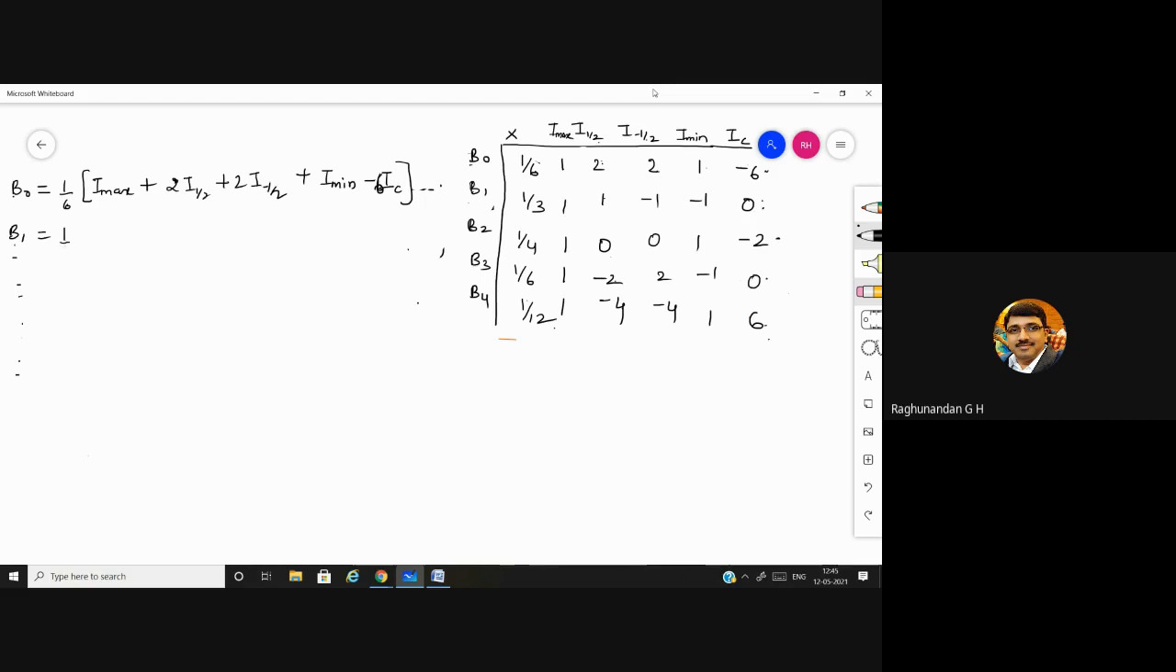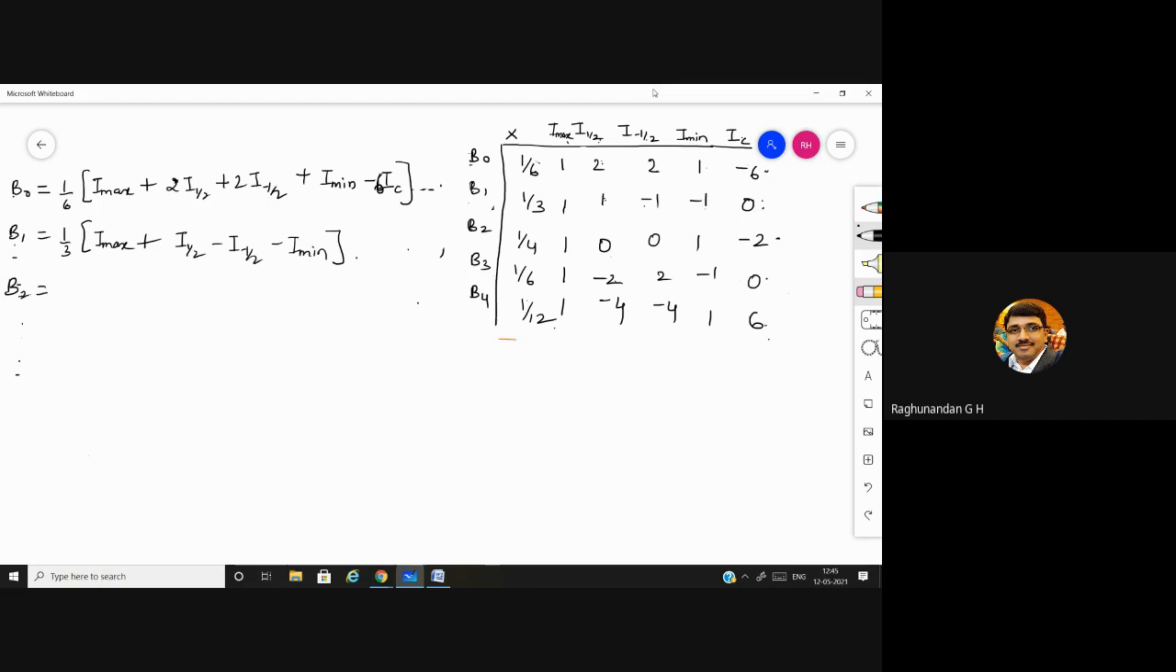1 by 3 into 1 into I max, plus 1 into I half, minus 1 into I minus half, and minus 1 into I min. Minus I min, 0 into IC, 0. So the IC term will not come here.